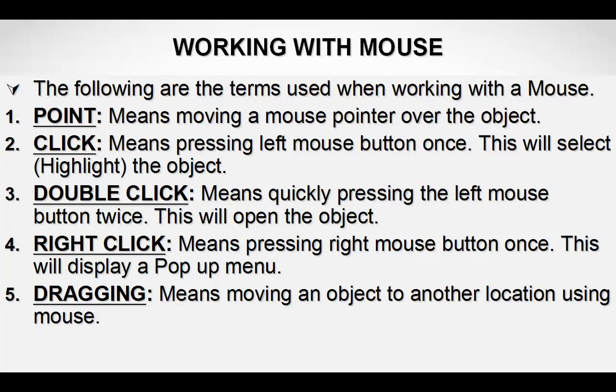When you try to open a folder or a file and right click, there will be a pop-up menu that will display options like open, shred, scan, move it to other places, or cut, paste, copy, and things like that. Dragging means moving an object to another location using a mouse. You select maybe a file, then you hold onto it and drag it, moving it from one place to another.